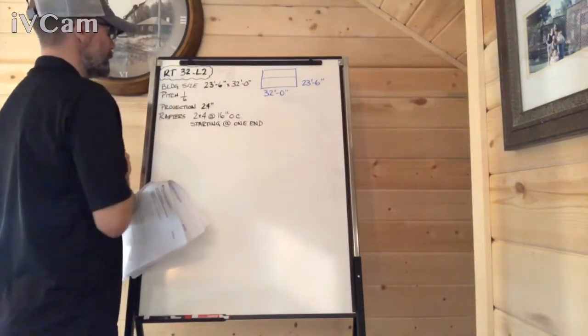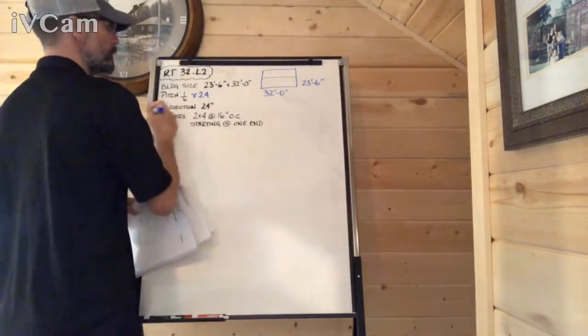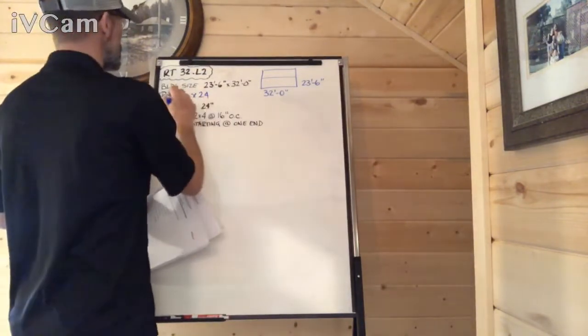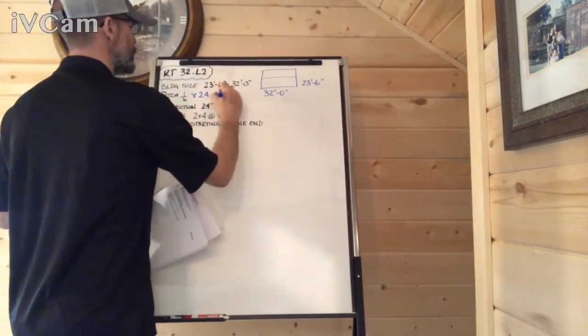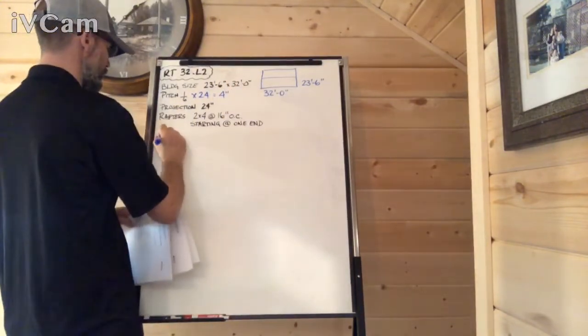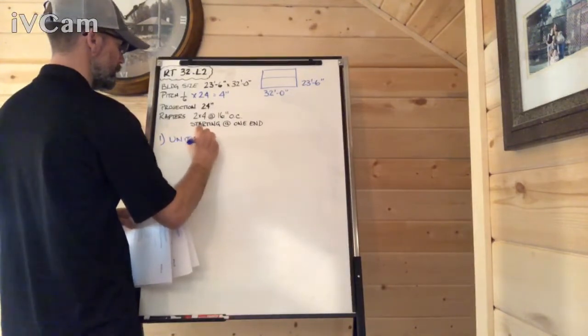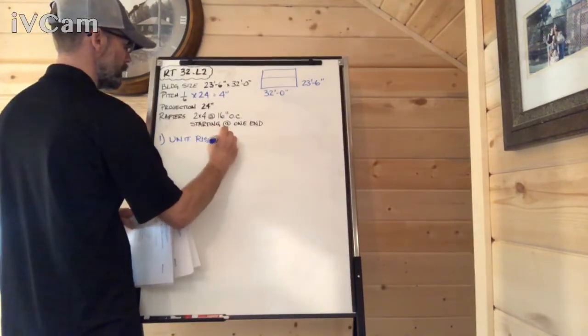My pitch, 1/6. Let's convert that over to slope by multiplying it by 24 inches. So we're sharing the same rise. Pitch 1/6 times 24 equals a 4-inch rise. So right there, number 1, unit rise, answered. 4-inch.